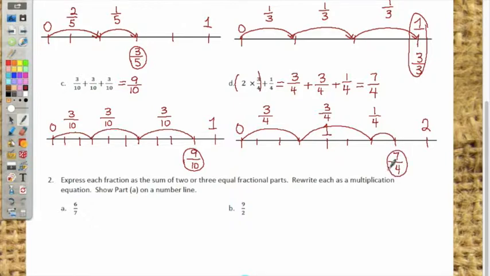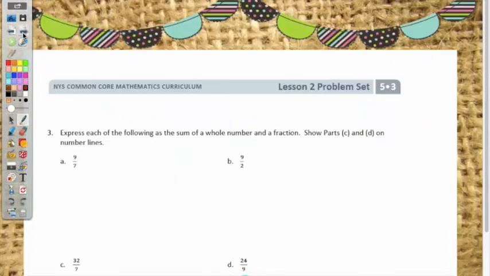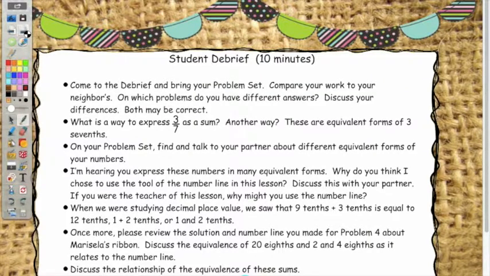7/4. Okay? Now here's what I want you to do. I want you to go to the exit ticket. We're going to get those set up together so that you can be successful on the first 2.